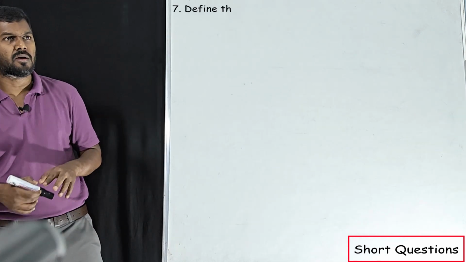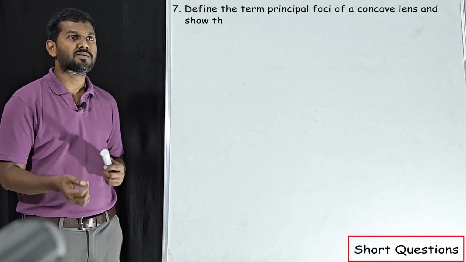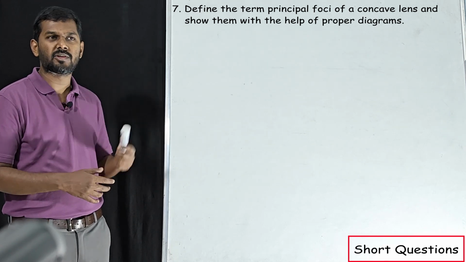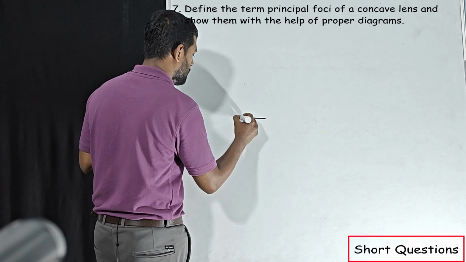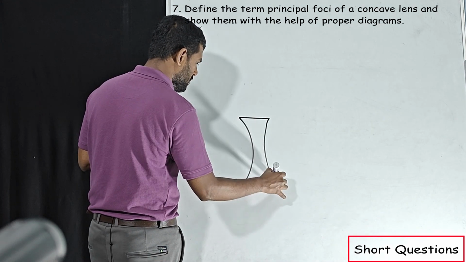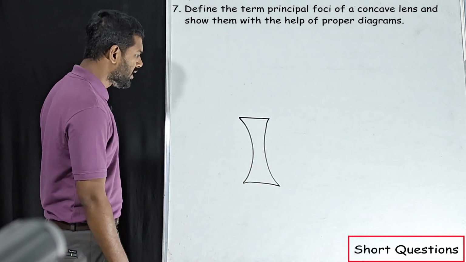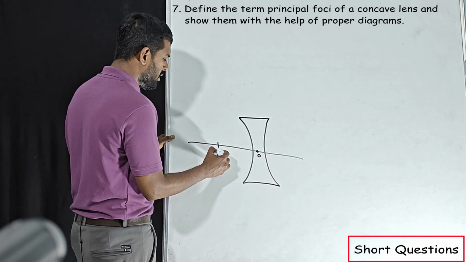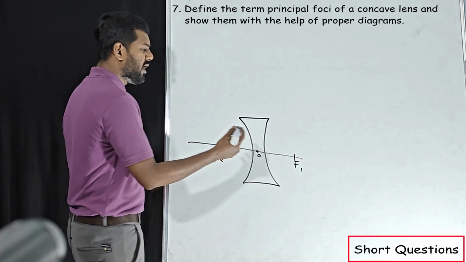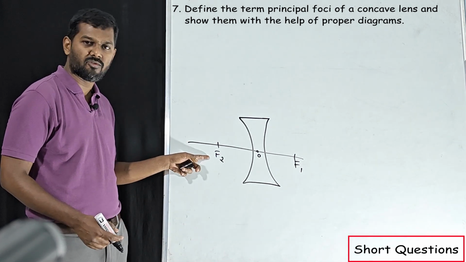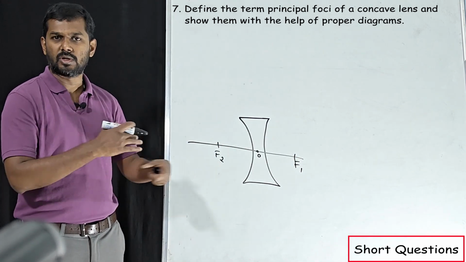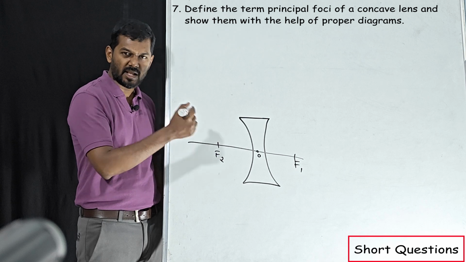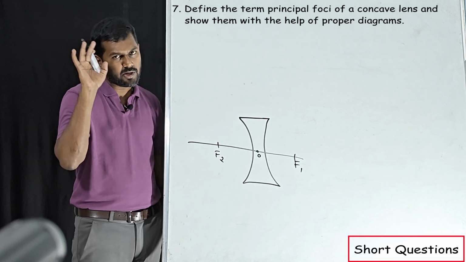Our next question, define the term principal foci of concave lens and show them with the help of a proper diagram. The same question, here it is concave, if the previous question was convex. Assume this is the concave lens. This is the principal axis, optic center, here f2 and here f1. For the convex lens I had taken f1 here, f2 was there, but for concave it is the opposite. All these things we are going to learn in part B, don't worry about it. Here just for the sake of answering we are doing it. Complete knowledge you are going to get only in part B.